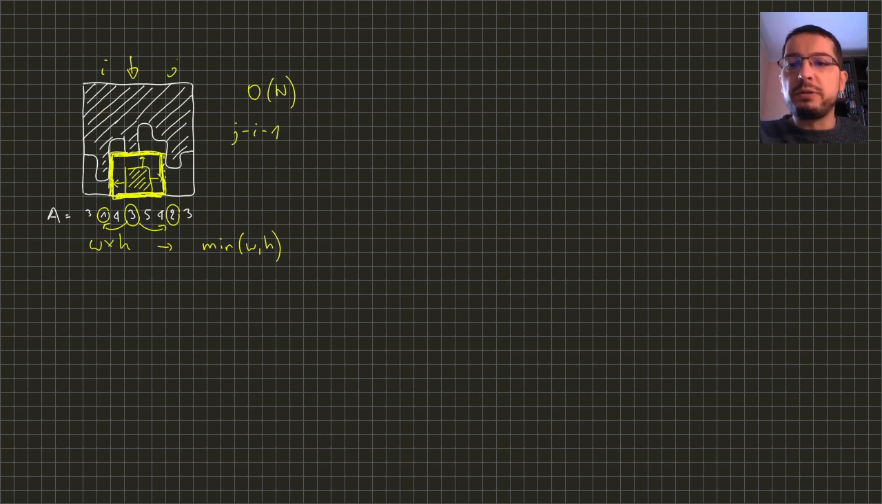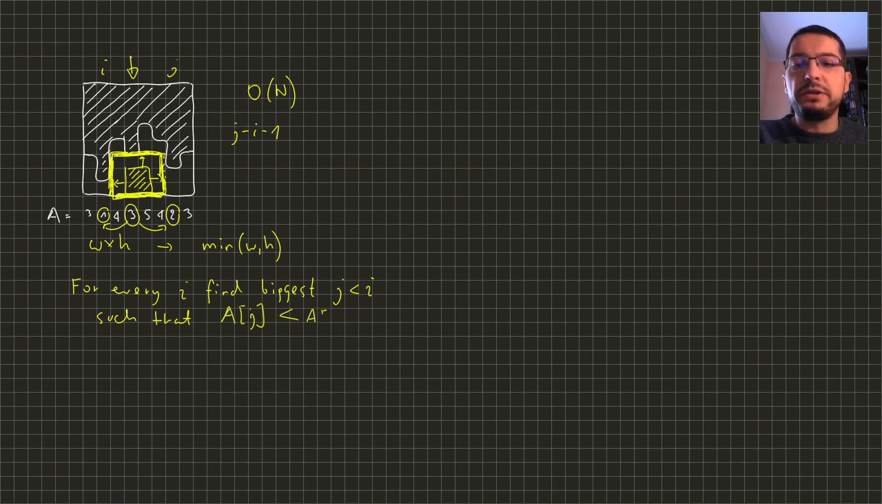So now our problem reduces to the following one. For every position i, find the biggest position j smaller than i, such that the height in position j is smaller than the height in position i. This will allow us to find the extension of all maximal rectangles to the left. In order to find the extensions to the right, it's easy to apply the same algorithm on the sequence A reversed. And of course, we would like to solve this problem in linear time.